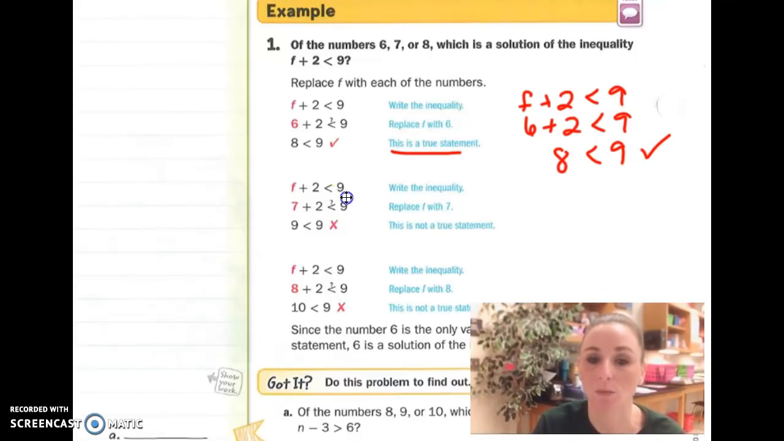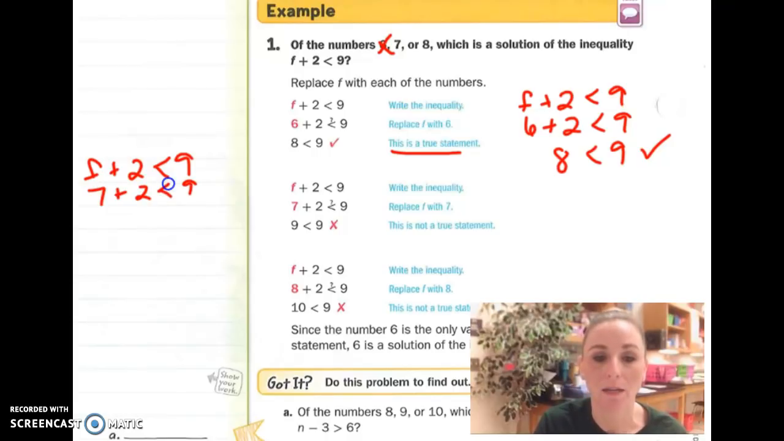Let's take a look at the next one right over here. F plus 2 is less than 9. So we've tried it with 6. We're going to try it with 7. So we replace our variable with 7. So we get 7 plus 2 is less than 9.